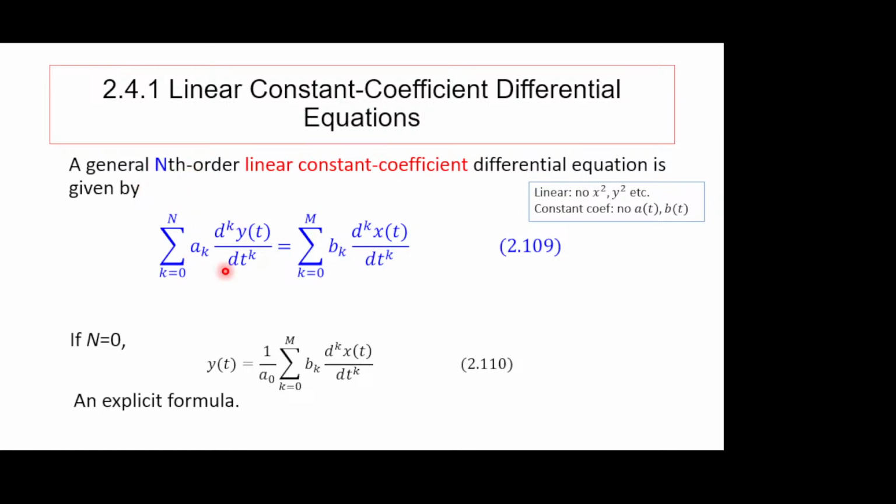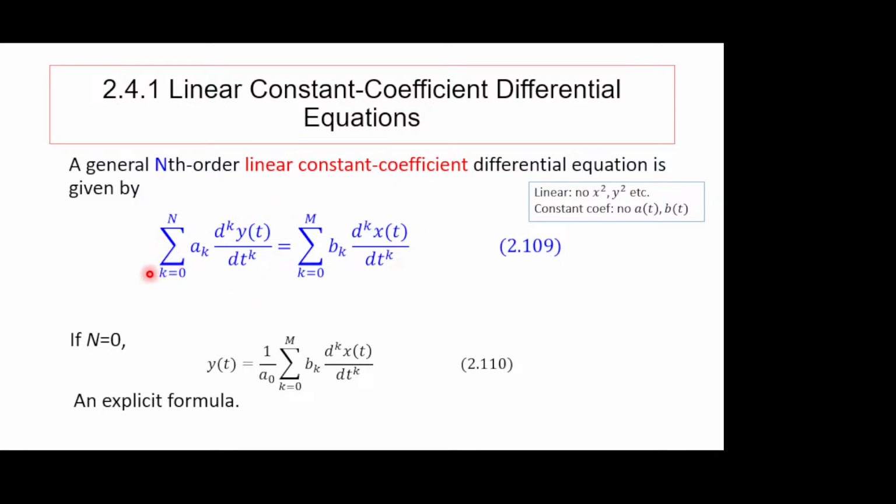So nth order means that the derivative of y has at most nth order, so you have d^k/dt^k and this k goes up to n at most. And linear means that y and x appear only linearly here. So you only have y of t and x of t, and you don't have y squared of t or x squared of t, etc. And constant coefficient means that all those a_k and b_k are constants. So those don't depend on t or x or y. Those are constants.